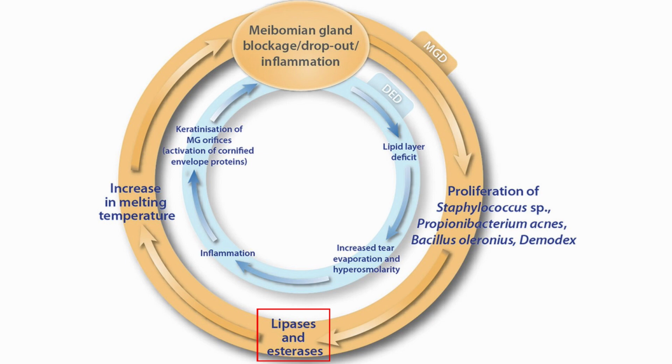Now these are enzymes that break down the oil, and increase meibum or oil melting temperature, and viscosity, or the thickness of it. Although inflammation initiates entry, it is actually the meibomian gland changes, starting with the blockage and then the dropout, that connects the two vicious cycles of meibomian gland dysfunction and dry eye disease together.